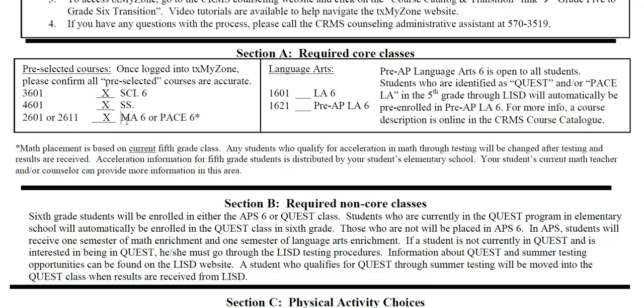When it comes to math, whatever course your student is currently in in the 5th grade will be what they'll be enrolled in for 6th grade. For instance, if they are in 5th grade PACE math, they will automatically roll up to 6th grade PACE. If they are in 5th grade on level, they will automatically roll up to 6th grade on level.